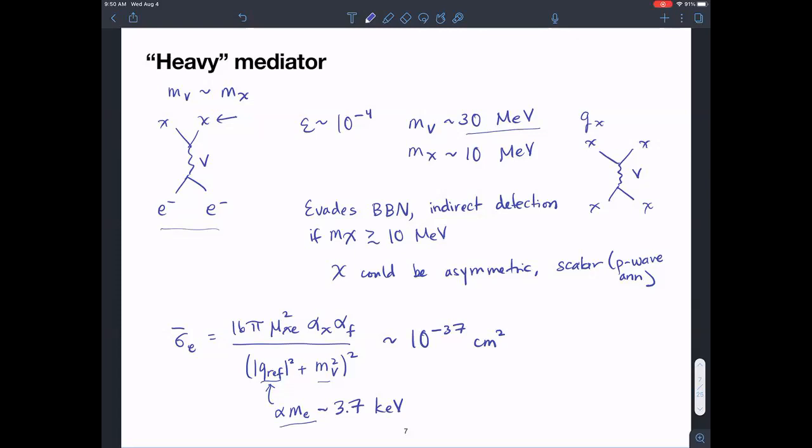Okay, so you can plug in the various numbers I gave above, and you can check that this cross section is about 10 to the minus 37 centimeters squared. So immediately that strikes us as quite huge compared to the kind of cross sections that are currently being constrained in terms of dark matter nucleus scattering for heavier dark matter. So that's already a pretty interesting sign that we could look for dark matter electron scattering.